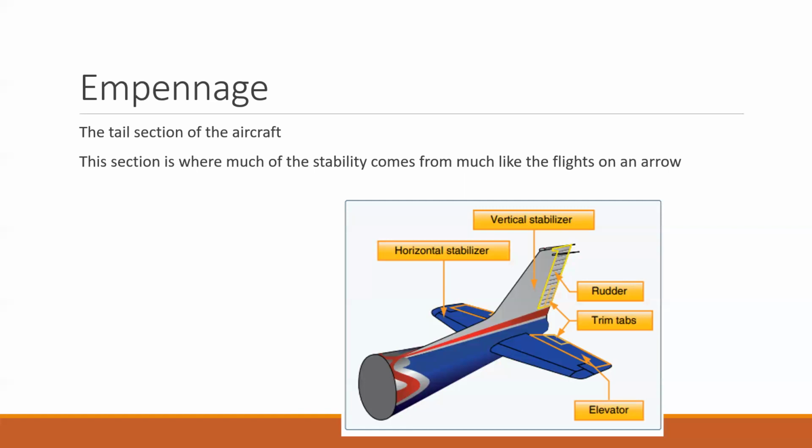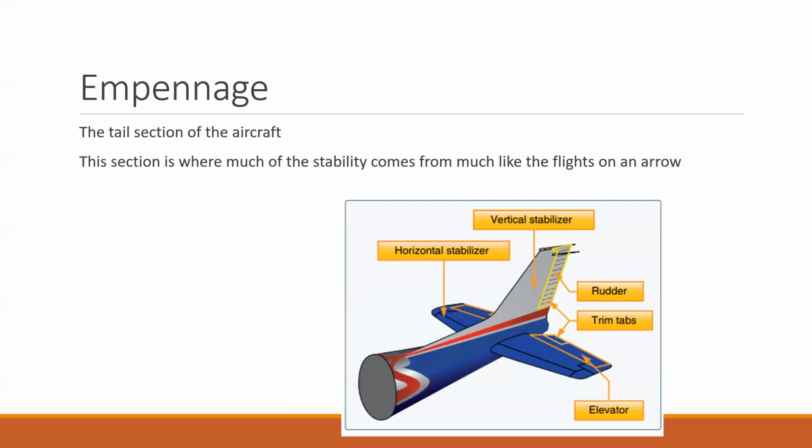Also, there is usually some static wicks on the backside and some lights, but these are part of different groups, so we won't really talk about those. So yeah, we have the elevator, and that elevator is on what we call the horizontal stabilizer, and then we have the rudder, which is on the vertical stabilizer of the aircraft.